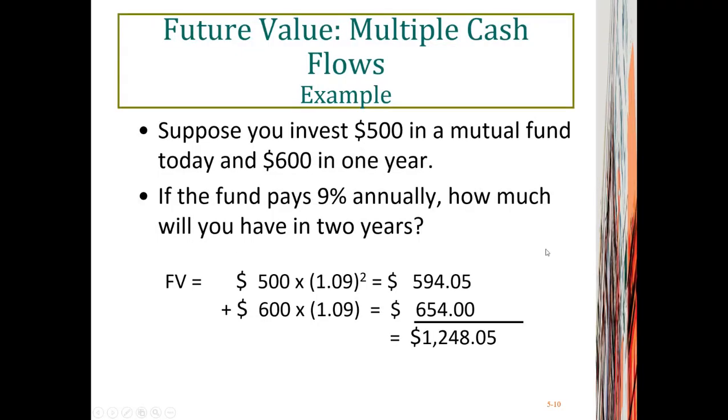And here the third example shows you how to do future value calculation based on the manual method. Invest $500 in a mutual fund today and $600 in 1 year. If the interest rate is 9%, how much will we have in 2 years? And here for the first cash flow, which occurs at time 0, you compound it twice. And for $600, which occurs in 1 year, you compound it once. Right, once you get the future value for each cash flow, you put them together to get the future value for the entire multiple cash flow problem.